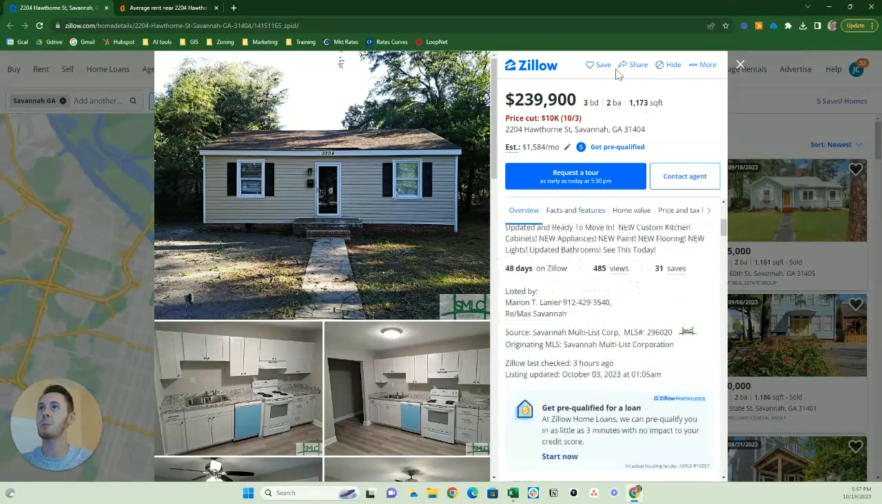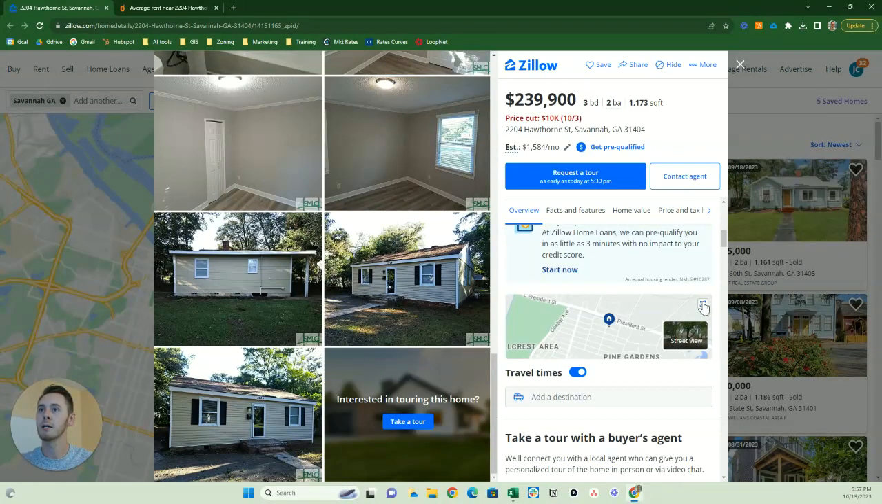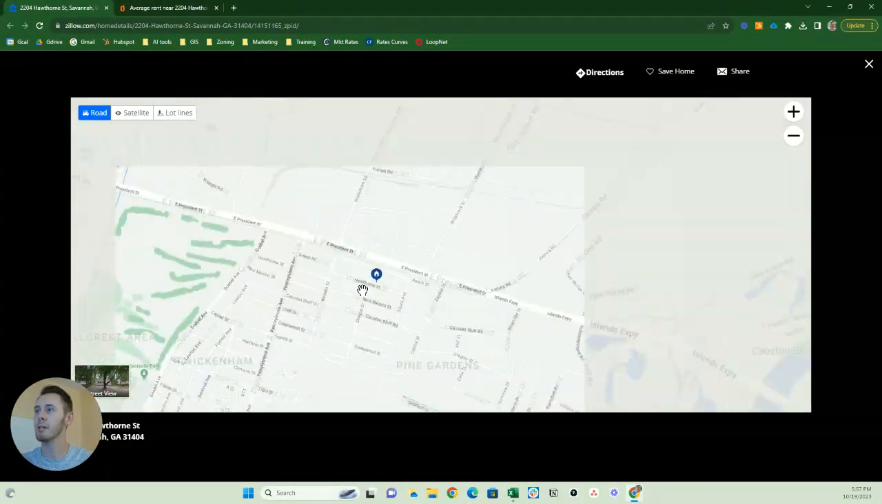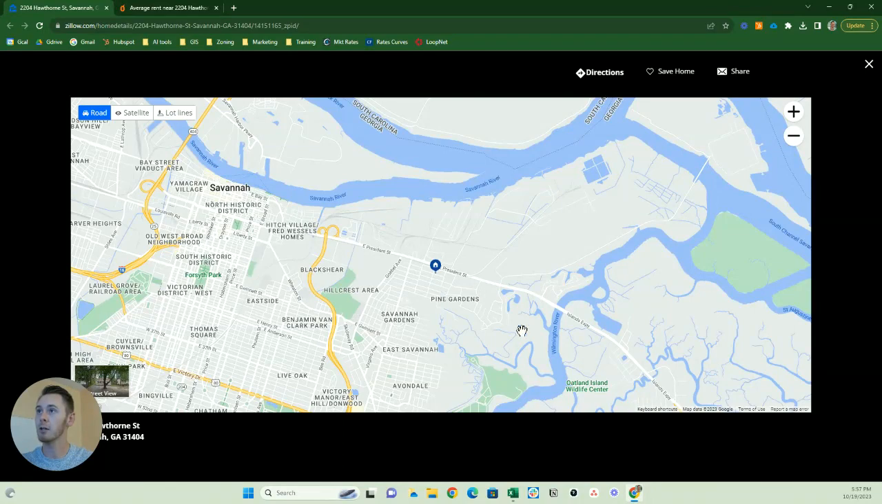So that's this property. It's a 3-2, 1173, and you're able to see where it's located here in Savannah. It's right here, just northeast of the downtown area. So this is downtown. You can see it's kind of east here, Pine Gardens area.